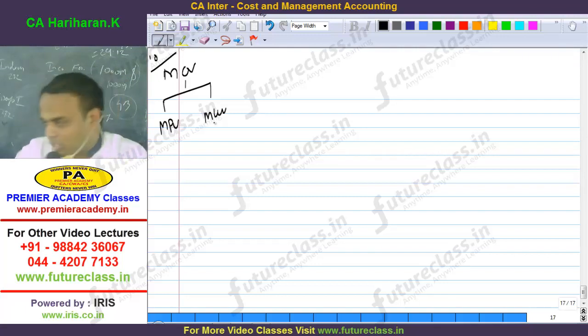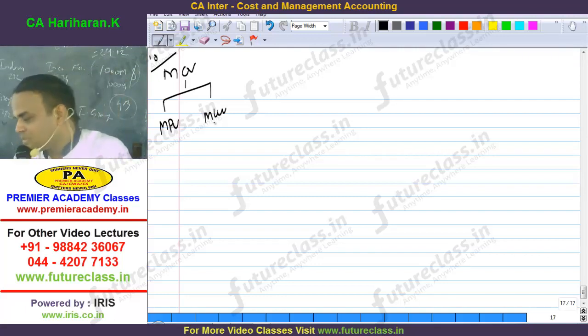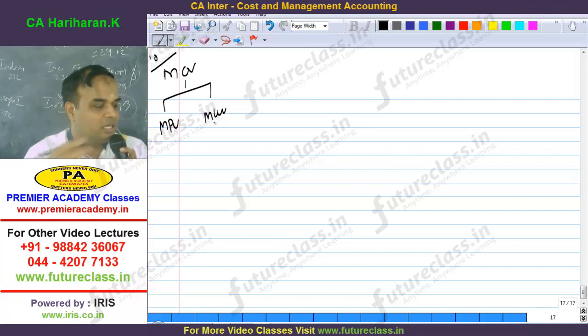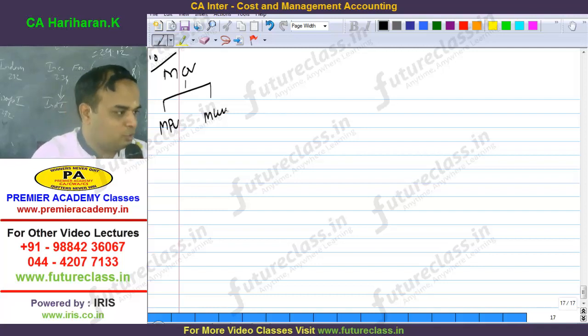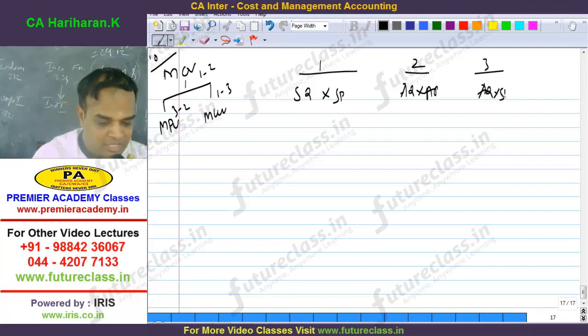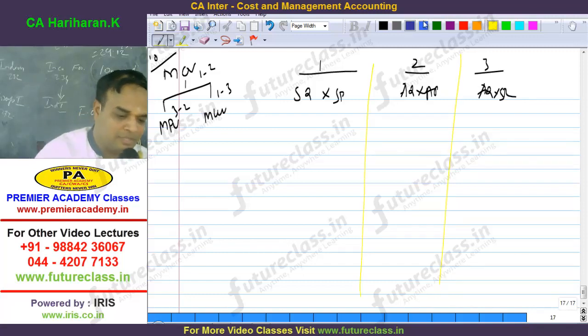Now in this problem, only one raw material or more than one raw material? Therefore, mix and yield possible or not possible? Not possible. Understood the logic or not? Therefore, the total variance itself is cost, then price and usage only. Okay, formula: 1 minus 2, 1 minus 3, 3 minus 2. 1, 2, 3 represent what? 1 represents standard quantity into standard price, 2 actual quantity into actual price, 3 actual quantity into standard price. Now, any doubt with respect to 1, 2, 3? Now, shall we go to the next one?